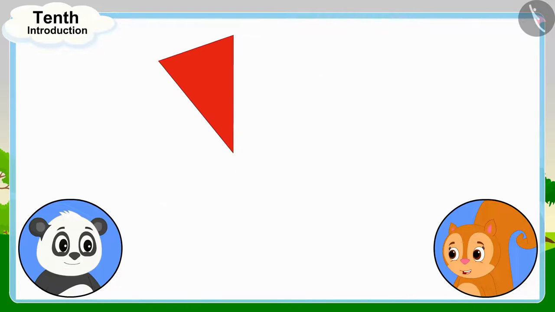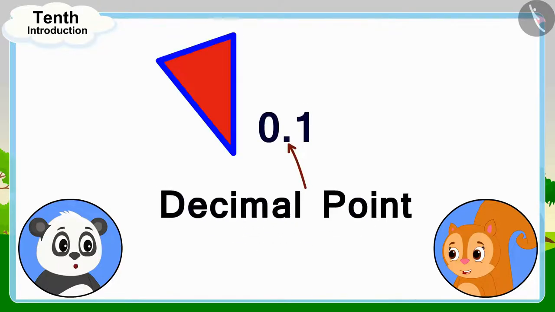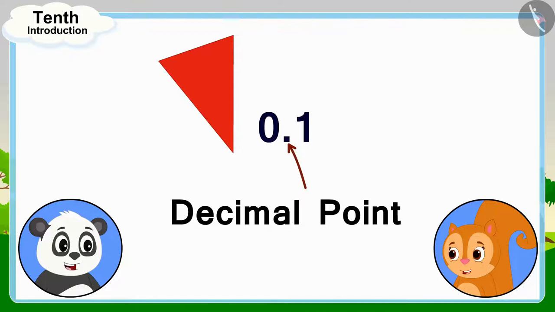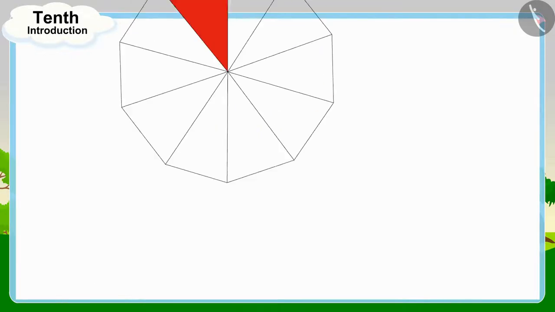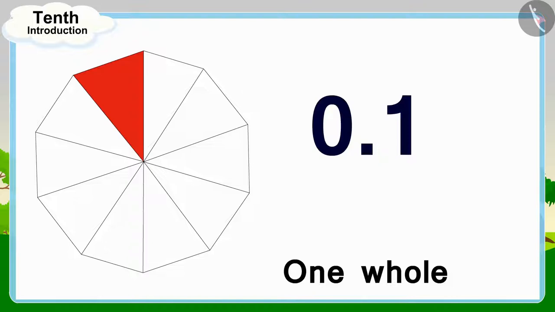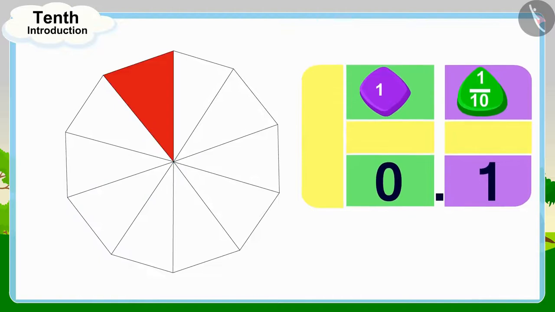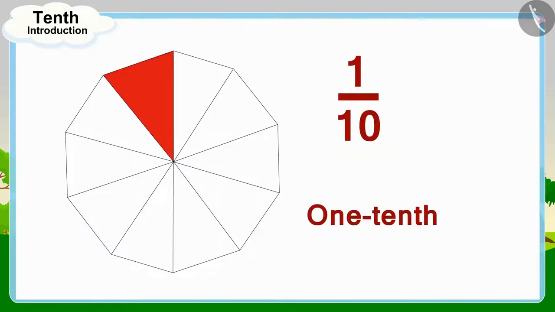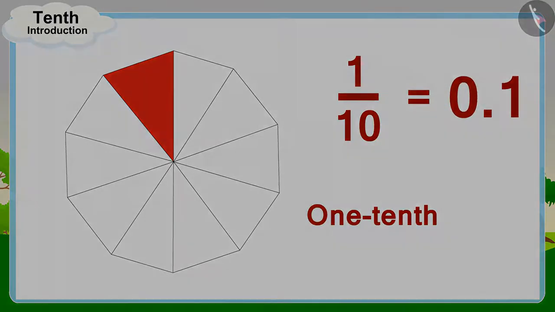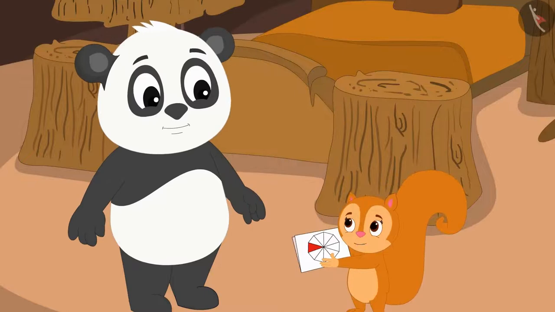Look, Chanda, decimal means our whole is divided into 10 equal parts. And we are taking one part out of these 10 parts and we write this after the decimal point like this. And because this fraction is less than one whole, we write the number 0 in the units place before the decimal point. In this way, we write 1/10 part of your whole flower as 0.1.